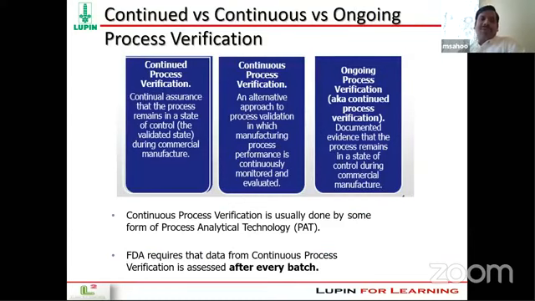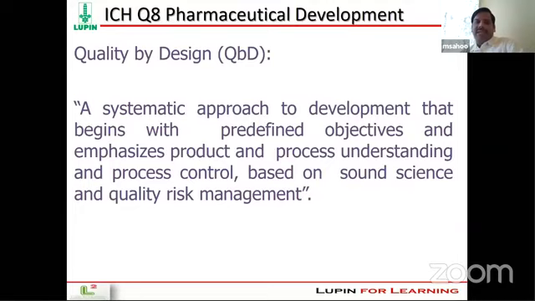Now, when we talk about process verification or process validation, we must, as I already said, consider quality by design. So what is the definition? A systematic approach to development that begins with predefined objectives and emphasizes product and process understanding and process control, based on sound scientific knowledge and quality risk management. Now, what people generally don't see in all these definitions is the words that have been used to define them. If you see, it's a systematic approach.